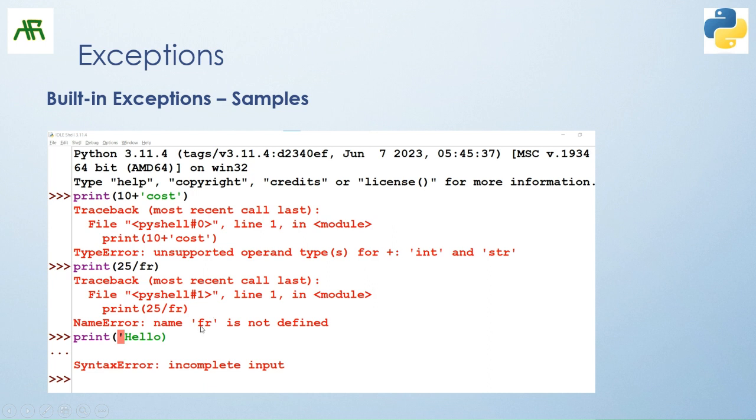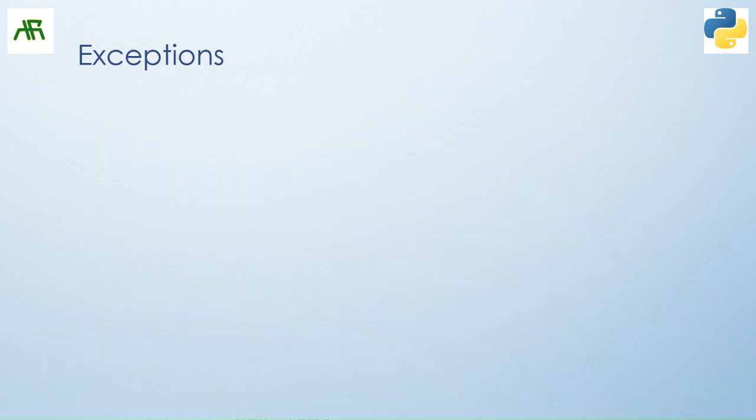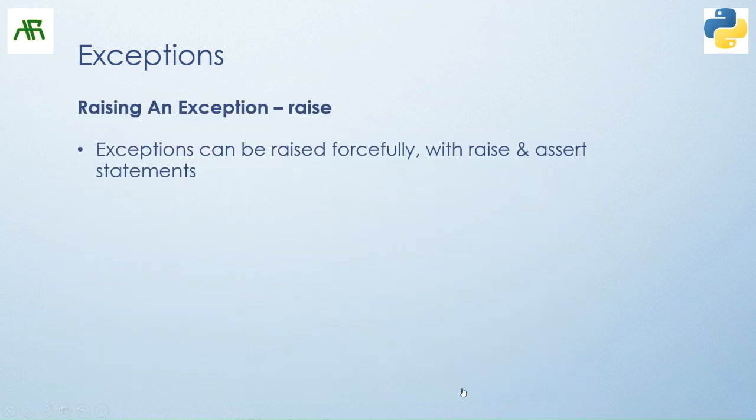The next one is syntax. Syntax, we saw that before. This is also a built-in exception. Now we'll see how to raise exceptions forcefully. Python offers two methods, raise and assert, that can be used to raise exceptions with user control statements.